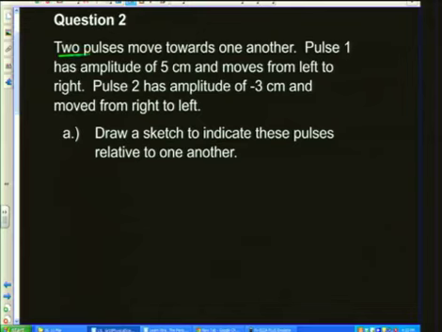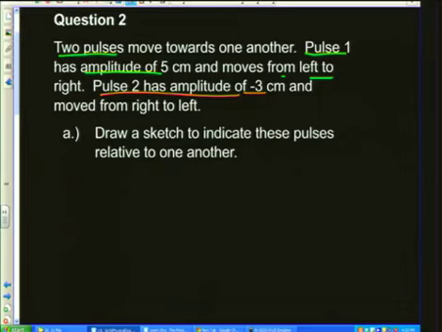Two pulses move towards one another. Pulse 1 has an amplitude of 5 centimeters, and it moves from the left to the right. So that's pulse 1. Pulse 2 has an amplitude of -3 centimeters, and it moves from right to left. So guys, what I'm going to do is take this one and change the color. I'm going to do the one in green and the other in this brownish, orangish color. Okay, so let's go quickly.